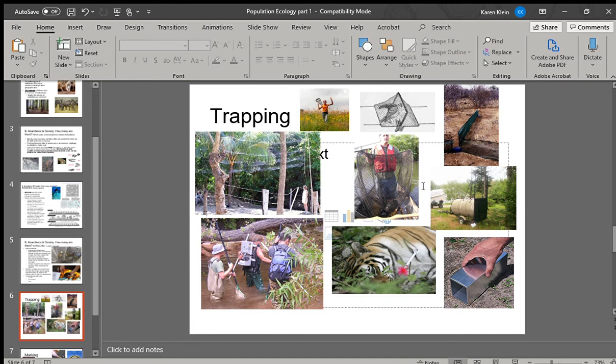This is a baited hoop trap. There's turtles right there. And this is what we use out at Green Pond. So you'll hopefully be seeing a lot of that. It's baited, meaning that this is one of the traps where you'd lure the animal in with food.